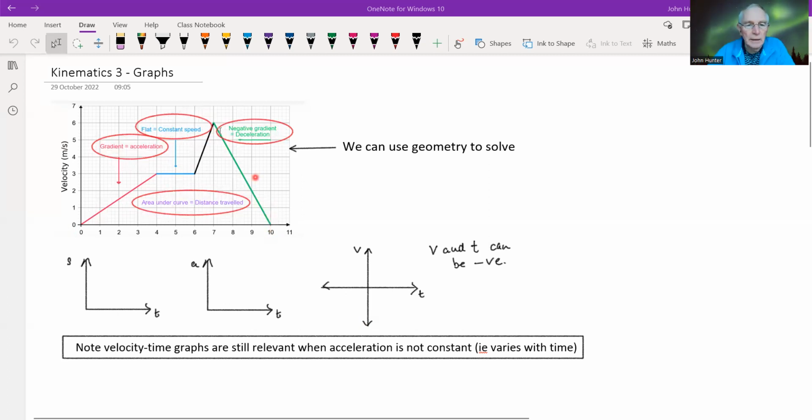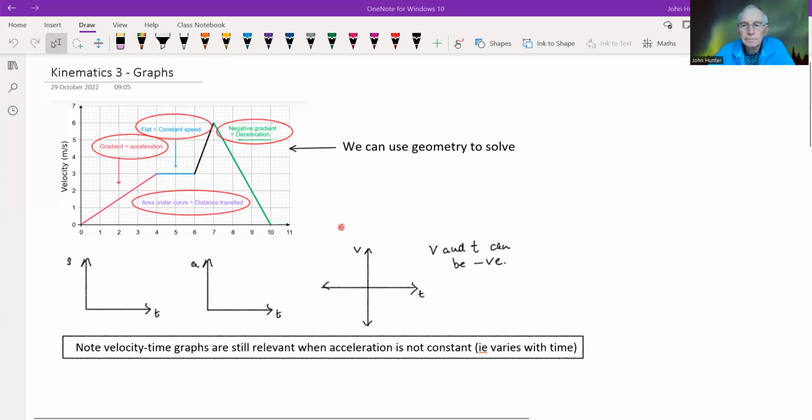So that's deceleration. This is some object, some particle, over a period of 10 seconds. It starts off by accelerating, then it goes for a couple of seconds at constant velocity of 3 meters per second in actual fact, and then it accelerates again up to 6, and then it immediately decelerates down to 0. So we've got constant speed here, the blue, deceleration.